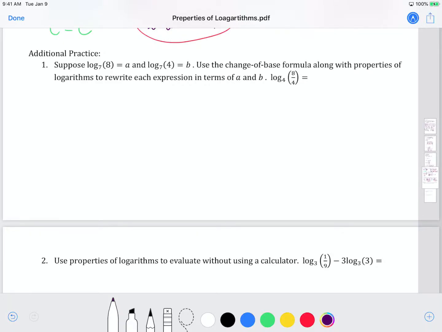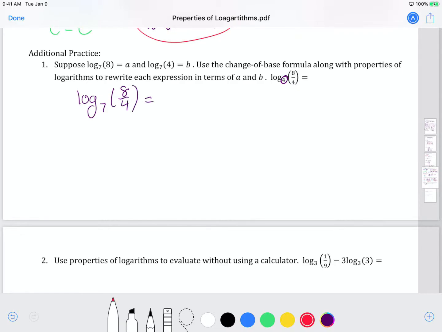Okay, in this video, we're going to go through some additional practice now that we've gotten more comfortable with properties and rules of logarithms. So the first thing I want you to do is, I notice there's a typo in this problem. Change this base 4. We're going to rewrite that as base 7.